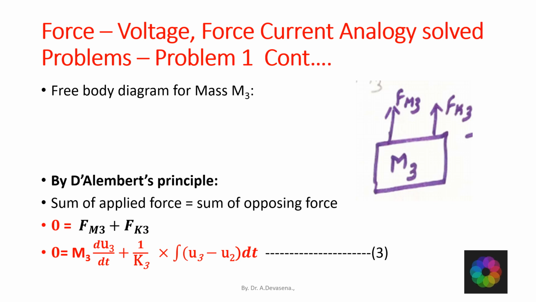If you substitute the values of f suffix m3 and f suffix k3, we get 0 is equal to m3 du3 by dt plus 1 by k3 into integral of u3 minus u2 into dt. Here, the spring k3 is connected between mass m3 and m2. We are writing the equation for mass m3, so we are considering u3 minus u2. Consider this as equation 3. That is the force balance equation for the mass m3.